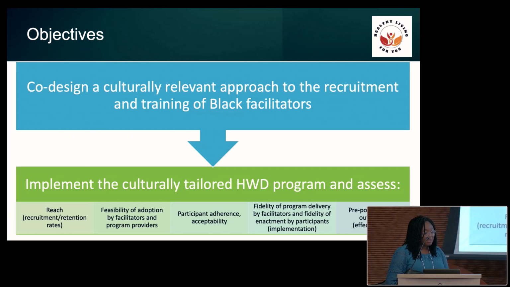And so the objectives of our project is, first of all, bring together stakeholders through a co-design process where we want to think about what is the culturally relevant approach to how we recruit more Black facilitators, considering that there's only one in the state of Wisconsin, and also how do we train them in culturally relevant ways of leading the workshop. And then our second aim is also now taking all we learned and now implementing a tailored program to assess reach, feasibility of adoption, participant adherence, acceptability, fidelity, and also effectiveness pre-post diabetes outcomes.